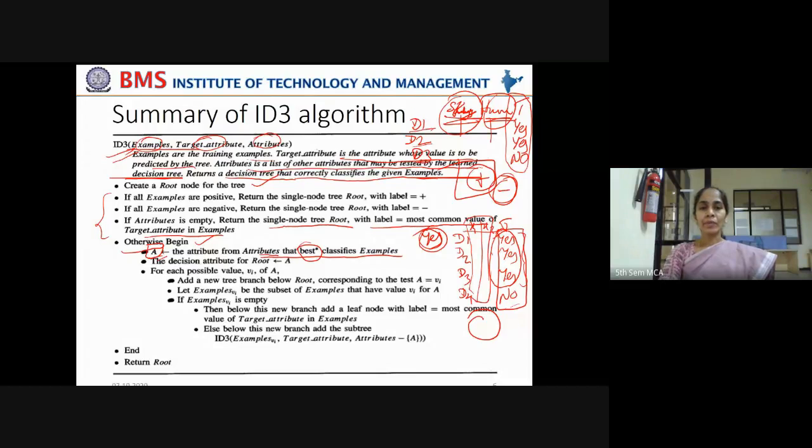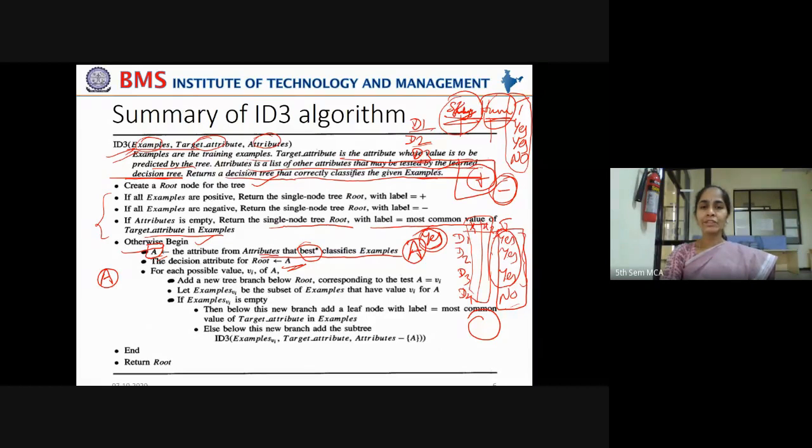Okay, now what is the next step? The decision attribute for root should be A itself. Take an attribute which best classifies the training examples and make it the root node. So you are taking a root node initially, finding which is the best classifying attribute and putting it in the root node. That is how we start. See here. The root node starts with the attribute A, which better classifies the training examples.